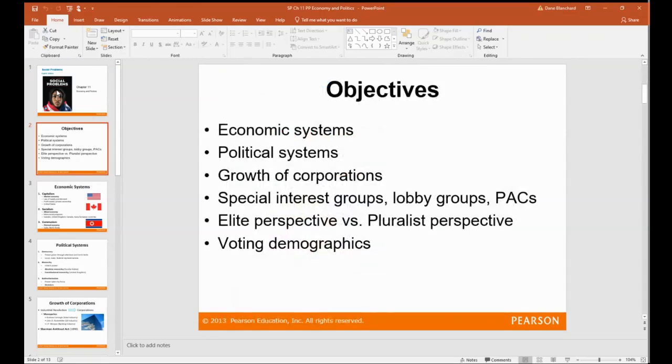Some of the things we're going to be discussing during this lecture, we're going to take a look at different types of economic systems, different types of political systems, the growth of corporations, special interest groups, lobbying groups, political action committees, also known as PACs, the differences between an elite perspective versus a pluralist perspective whenever you're looking at democracy and also voting. And lastly, we'll take a look at voting demographics.